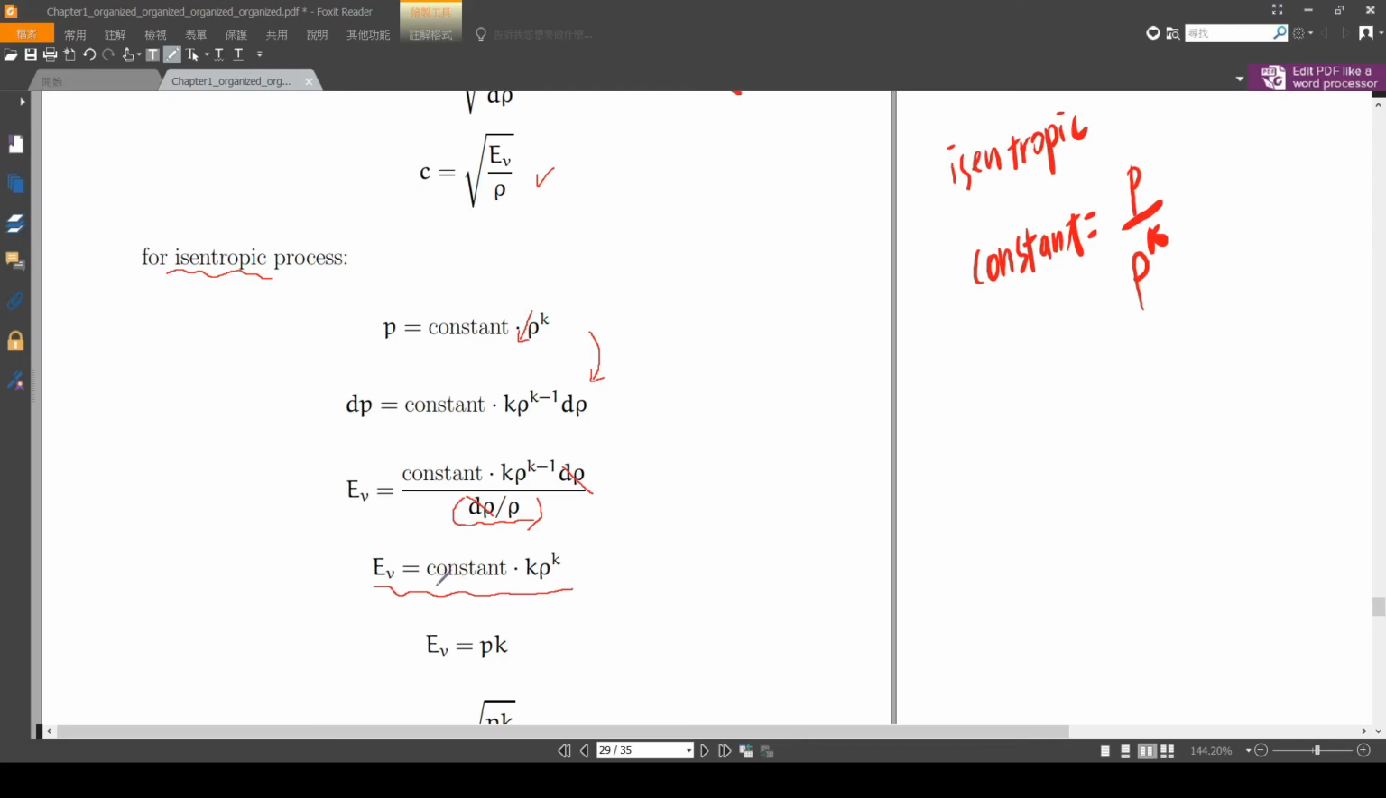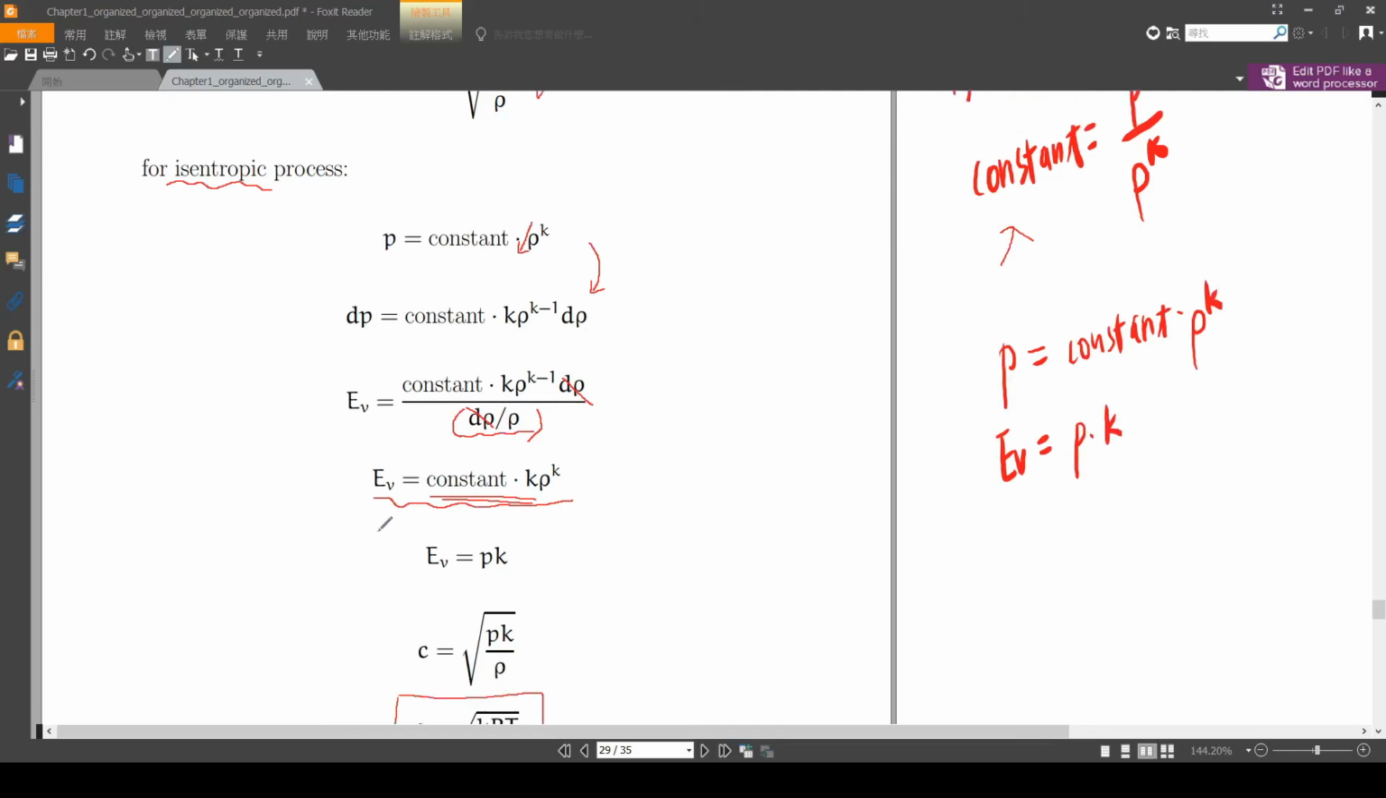So when you get this relation, you just go back to the isentropic relation, and you will find that the constant times the rho^k here is equal to p, right? P is equal to the constant times the rho^k here, and therefore your bulk modulus will become p times k, right?